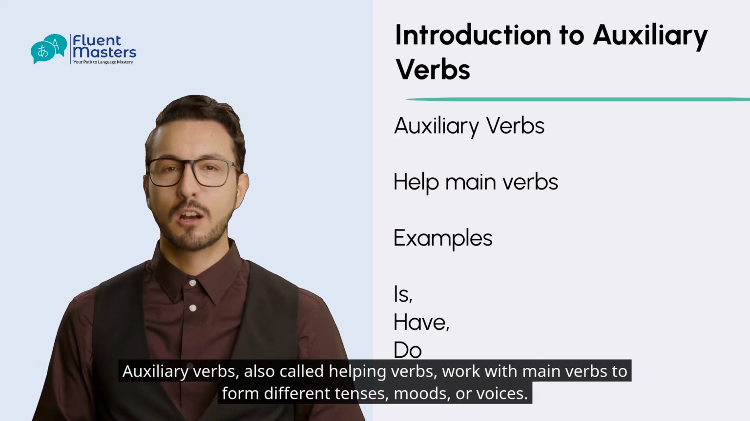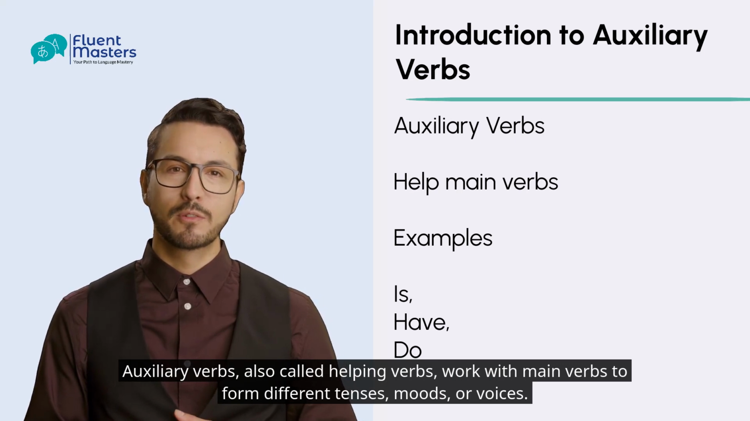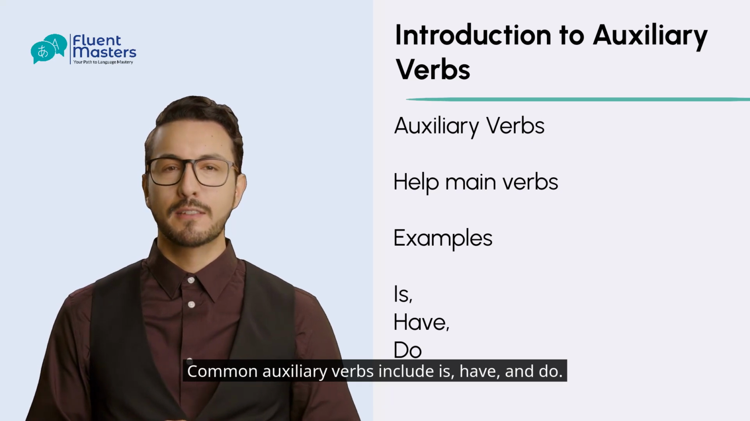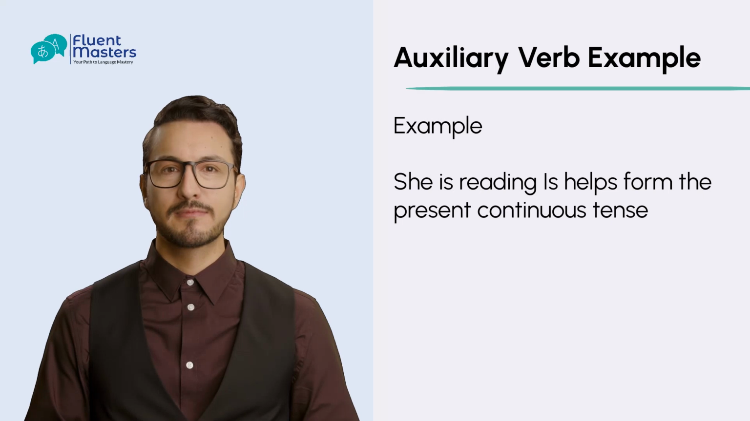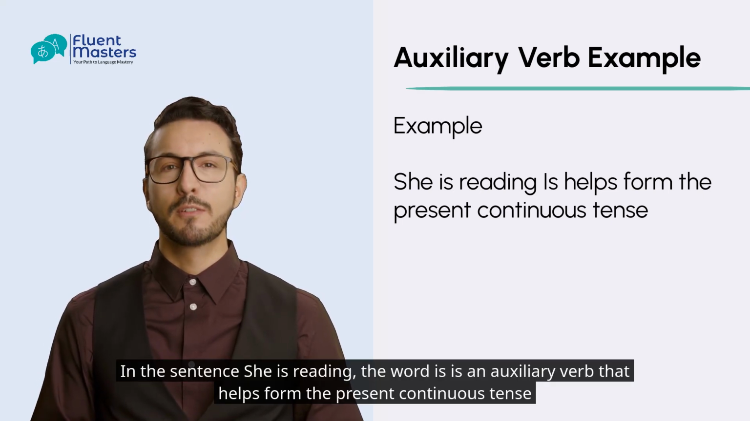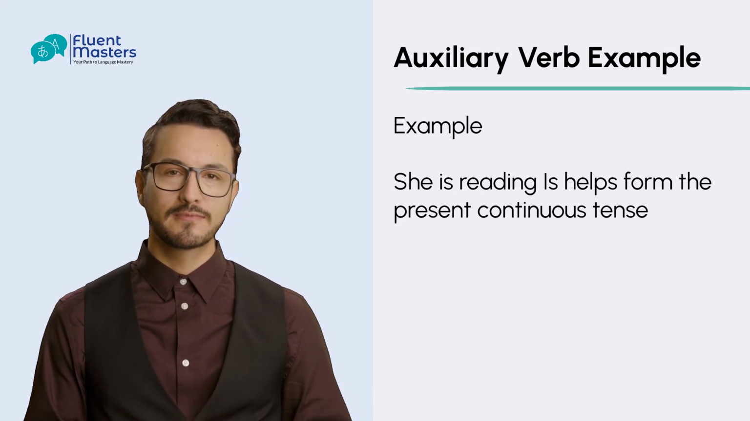Auxiliary verbs, also called helping verbs, work with main verbs to form different tenses, moods, or voices. Common auxiliary verbs include is, have, and do. In this sentence, she is reading. The word is an auxiliary verb that helps form the present continuous tense with reading.